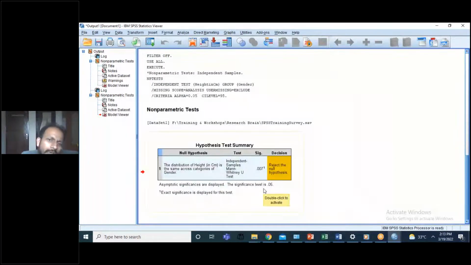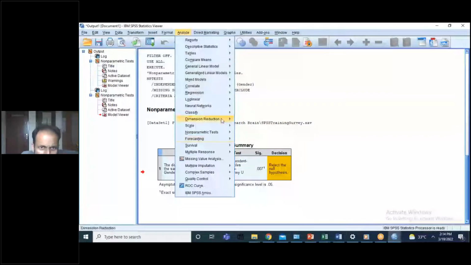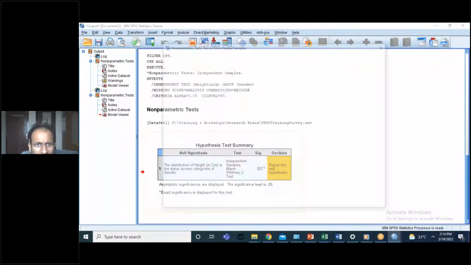Now here also in this output, we are rejecting the null hypothesis. What is the null hypothesis? There is no difference. That is the null hypothesis, and we are rejecting it. Why? Because the p-value is lesser than 0.05, which indicates that there is a difference in height across gender. Then again, I'm going to analyze, go for the non-parametric test, and this time you can go for related samples.